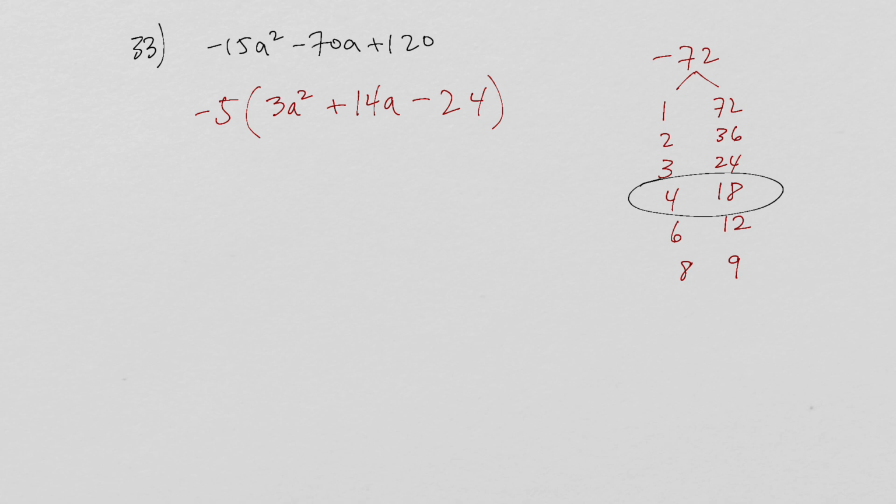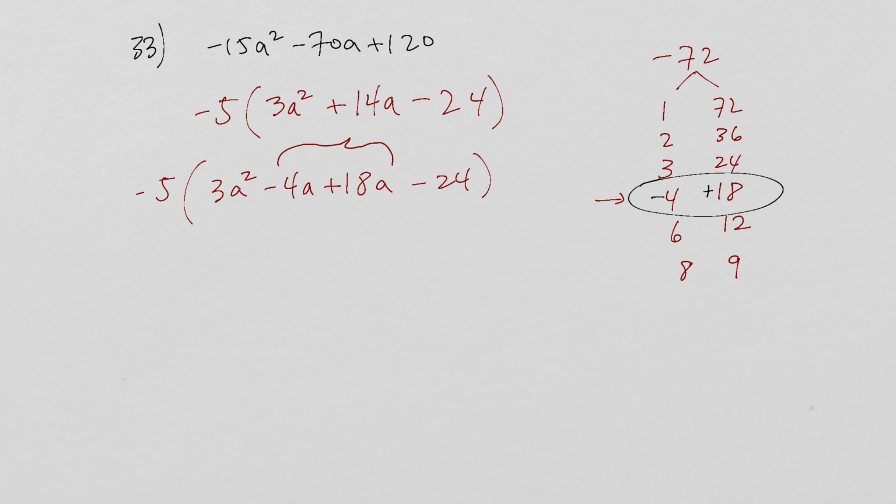So I need to put the positive on the 18 and the negative on the 4 because these need to add up to positive 14. So I'll rewrite this as negative 5 times 3a squared minus 4a plus 18a minus 24. These are my 14a, and I got those from there.